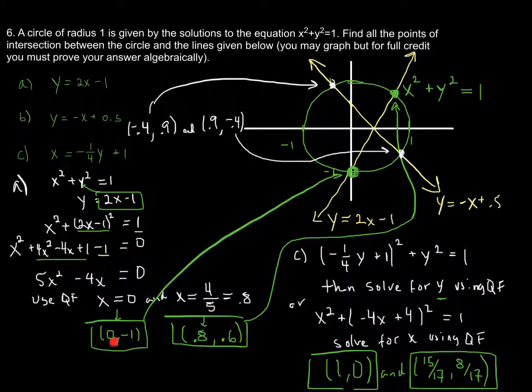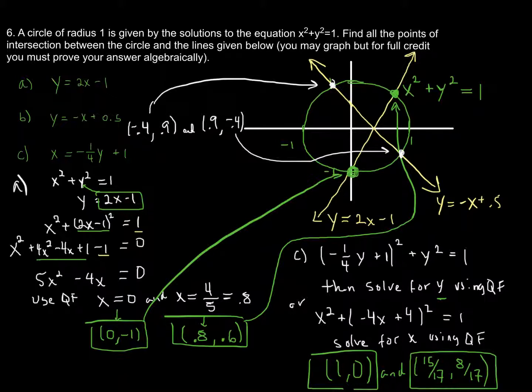So of course one of them I get is -1, and so that corresponds to the point (0, -1). And the other point I get is (0.8, 0.6), and that should make sense as well. This point could definitely have an x value of 0.8 and a y value of 0.6. So now that I've found those points of intersection, part B should be pretty self-explanatory, and I've just included the answers, the points here and here.